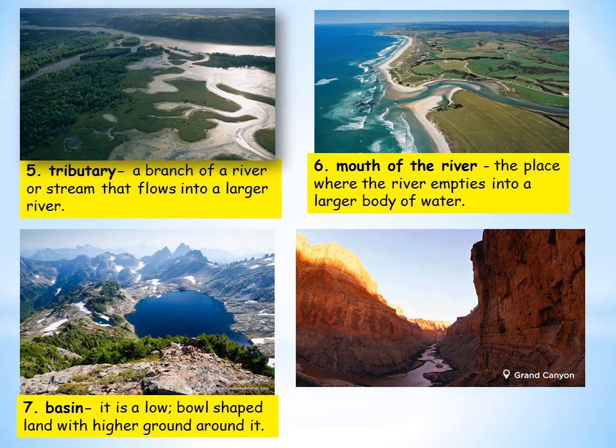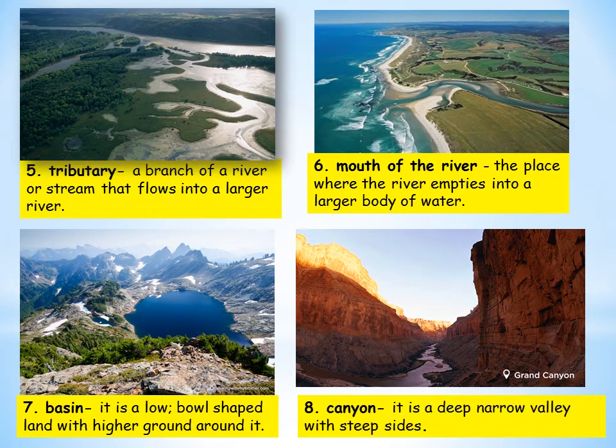Alright, number 8, and this is the last one for our vocabulary. We have canyon. So a canyon, it is a deep, narrow valley with steep sides. And this picture, guys, is an example of a beautiful tourist destination in Arizona, and it is called the Grand Canyon. Alright, so please remember all these words to help you understand the lesson better.